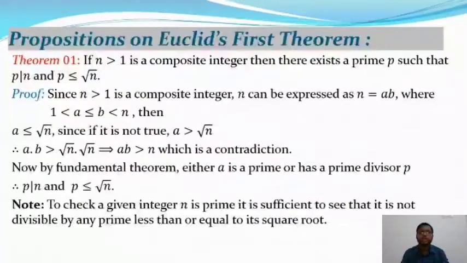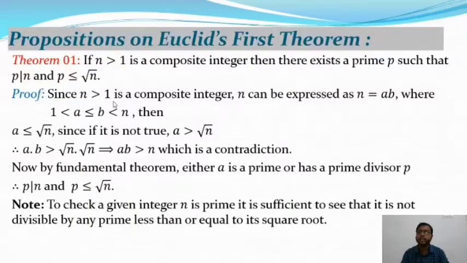Now move on to the next theorem, the proposition of Euclid's first theorem. If n greater than 1 is a composite integer, then there exists a prime p such that p divides n and p is less than or equal to root of n. This is the theorem. Here is the proof of the above theorem.